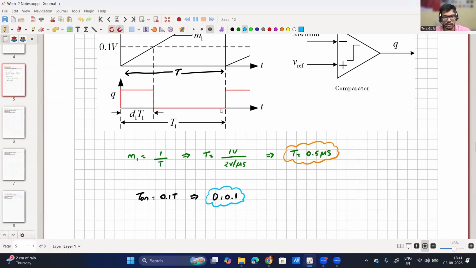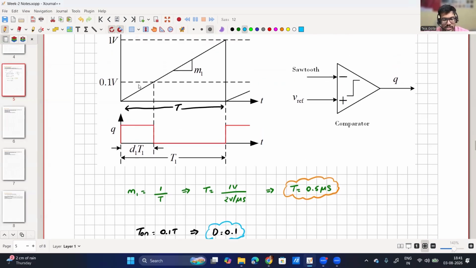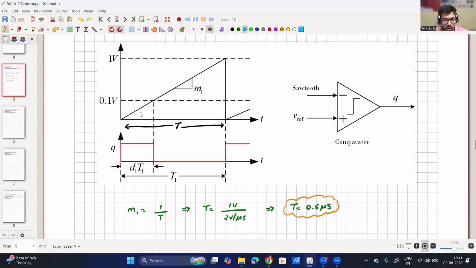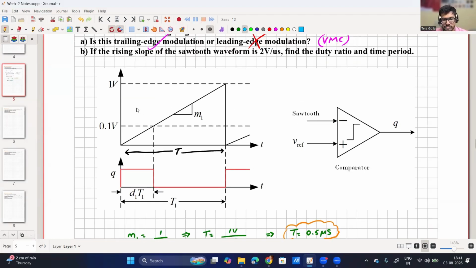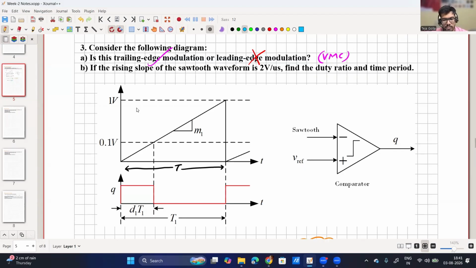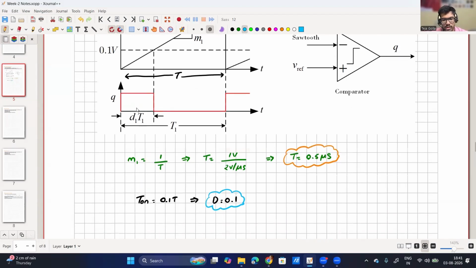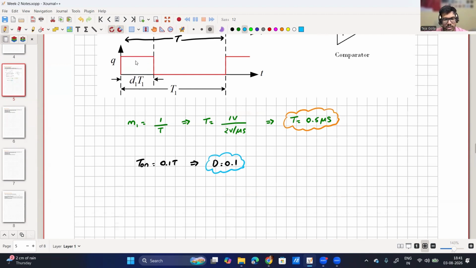Clear? I need not even solve. Based on this, I can say, because the overall height is 1 volt and the on-time height is 0.1, it is 0.1 times T, and duty ratio is T on by T. So it is 0.1. Is this clear or is there any confusion?